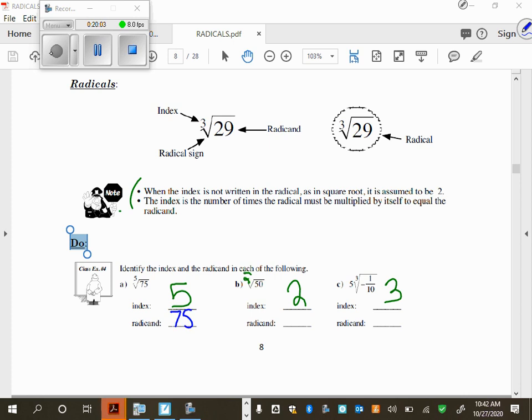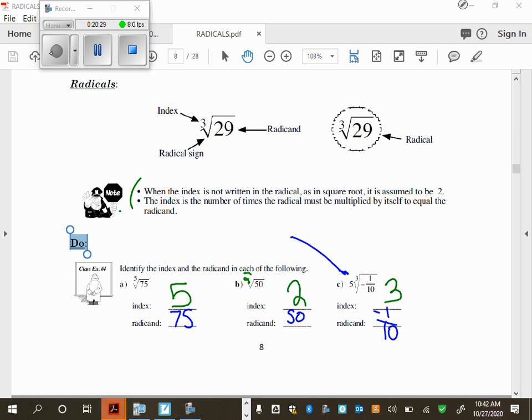75 is the number under the radical. Anything under the radical sign is the radicand. So does that include the negative sign here? Anything under the radical sign, so negative 1/10. You don't have to use all the numbers. 5 is just the coefficient, the numerical coefficient. Forget the 5. 5 has got nothing to do with the index or the radicand.